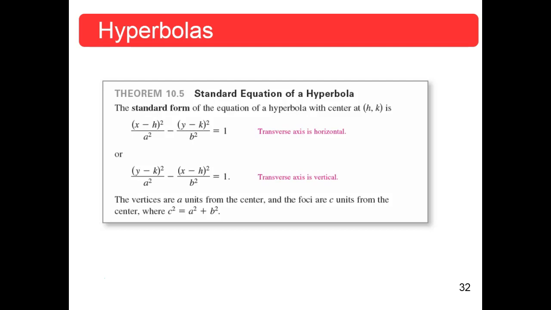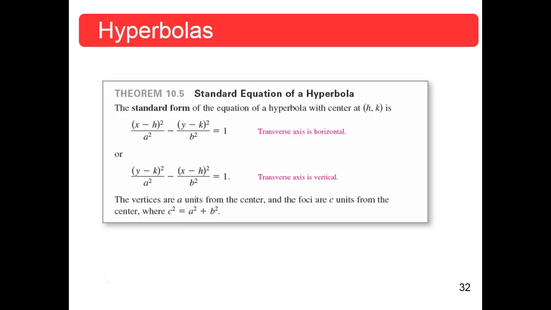Okay. Here's a standard form for a hyperbola. Look at this, equal 1. Okay, the difference here for hyperbola is a minus sign in between. If the hyperbola's transverse axis is horizontal, the x is the positive one, y is the negative one. Okay? If it's vertical, then the y is positive and the x is on the negative side. Okay? The vertices are A units from the center, and the foci are C units from the center. Okay? And then this is the relationship between B's and C's. Okay? But that's what I want you to see.